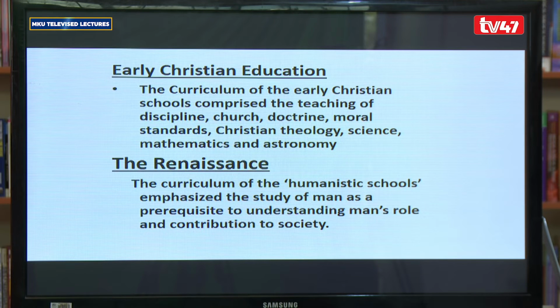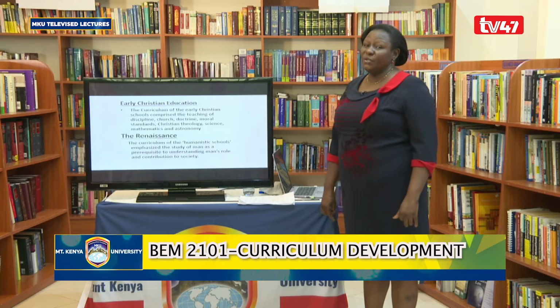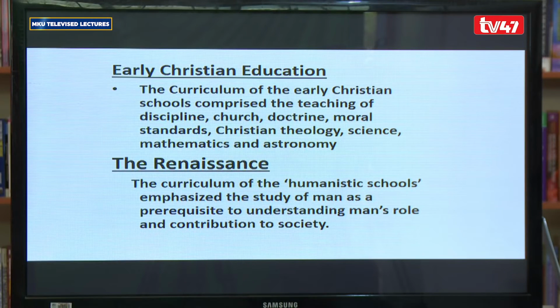Let us start with the early Christian education. During this particular time, the curriculum was based on the activities of the church. It comprised the teaching of certain disciplines that were determined by the church. It included the doctrines that were taught by the church. It also included the moral standards, the Christian theology, the science, mathematics, and astronomy.